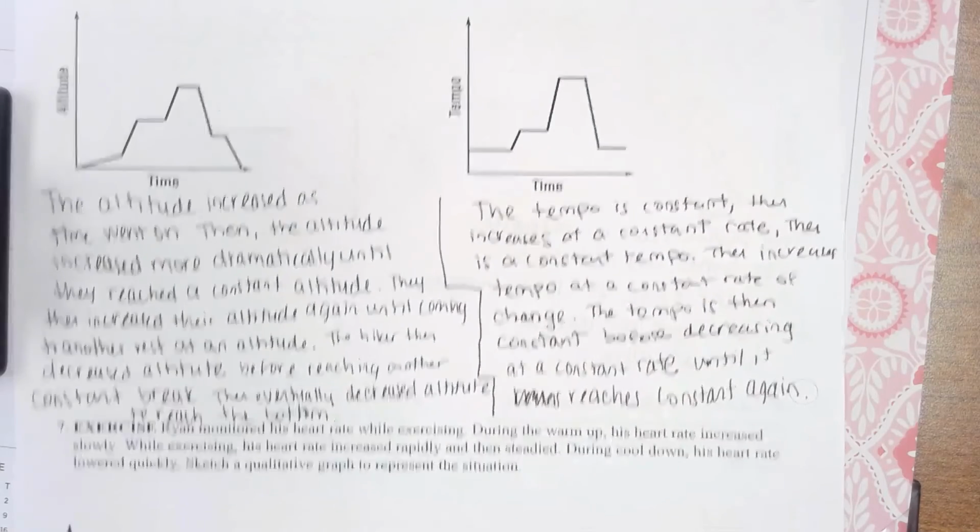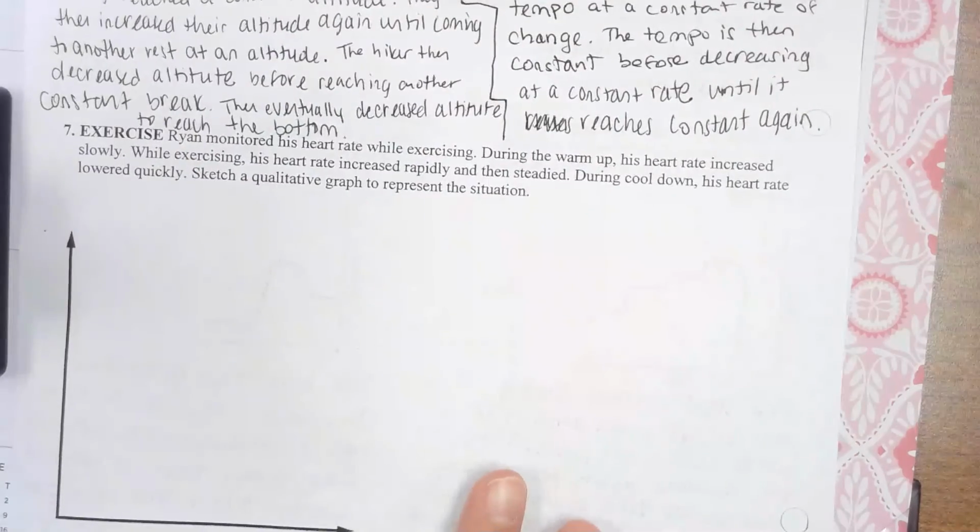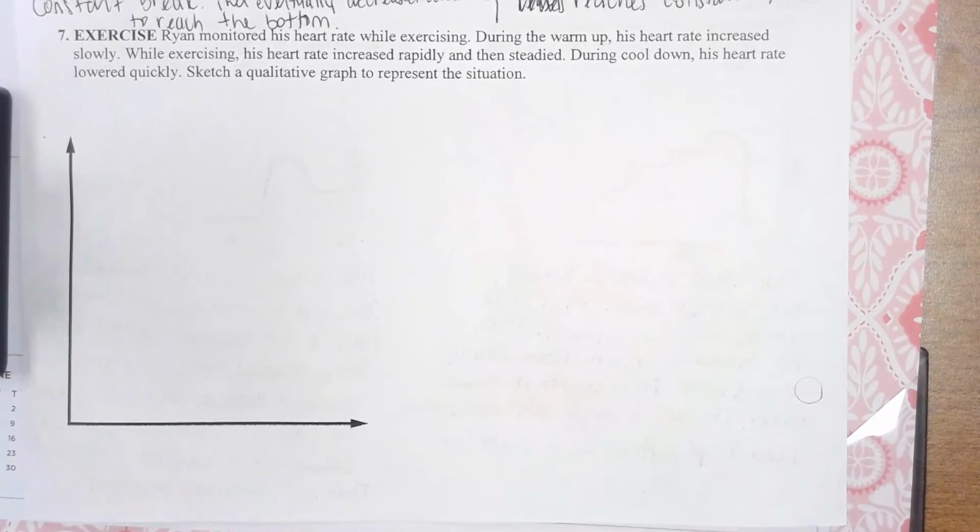Okay? All right, last one. So Ryan monitored his heart rate while exercising. During the warm-up, his heart rate increased slowly. While exercising, his heart rate increased rapidly and then steadied. During cool-down, his heart rate lowered quickly. Sketch a qualitative graph to represent this situation. Okay.